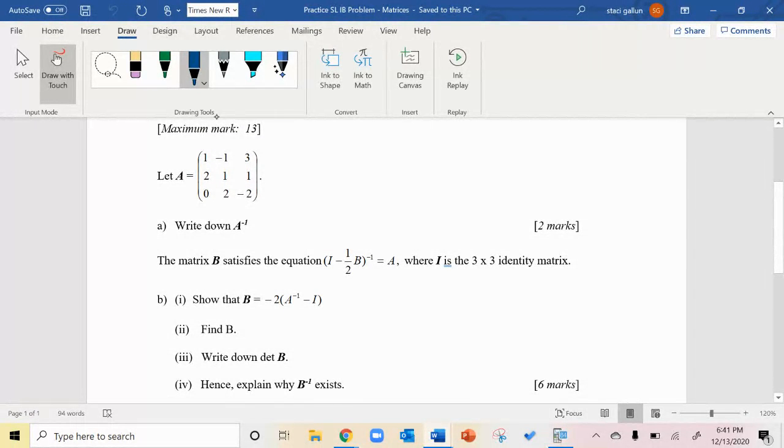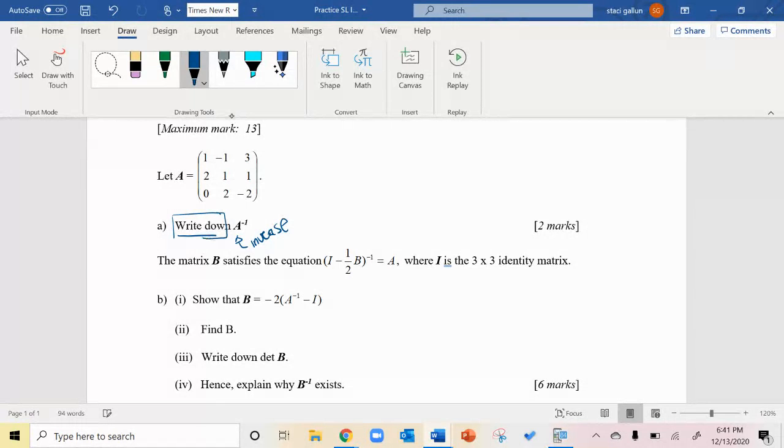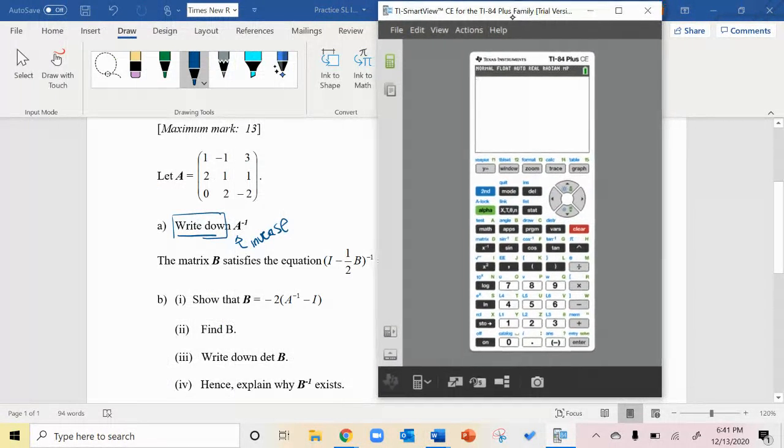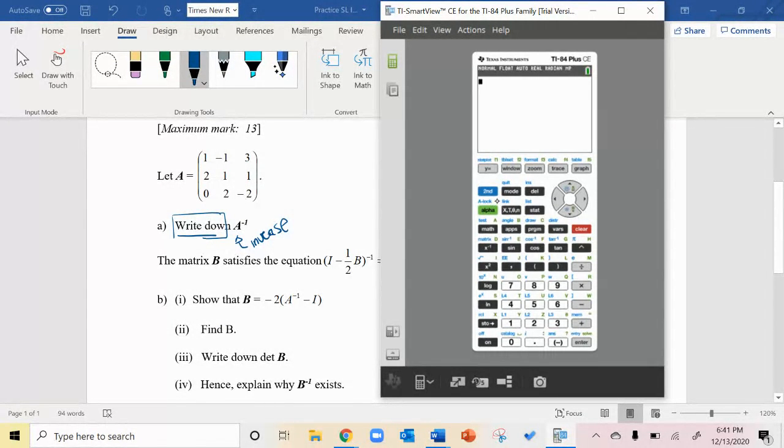You're given matrix A here, and they tell you to write down the inverse of A. That's what that notation indicates. It says write down, so it's 2 marks, but I don't need to show any work. So I'm going to go into my calculator. We actually didn't even do finding the inverse by hand for 3 by 3.